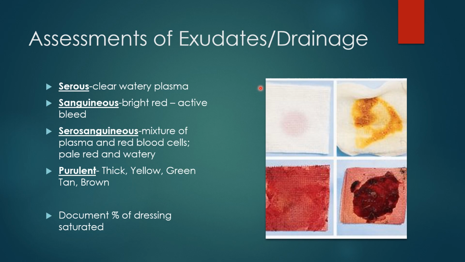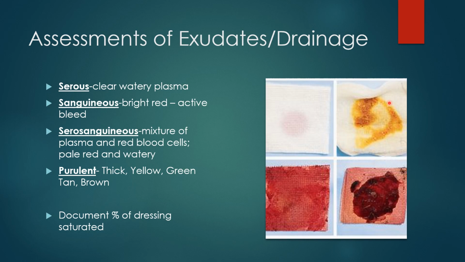So the assessment of that drainage or that exudate, what it looks like. So serous, which is a clear watery plasma. So that's first box here. Next we have sanguinous, which is bright red or indicates active bleeding, which is this bottom right-hand box. Then serosang, which is a mixture of the plasma and the blood, having a pale red and watery. So one of the biggest differences between the sanguinous and the serosang is the consistency. Serosang is more watery than sanguinous.